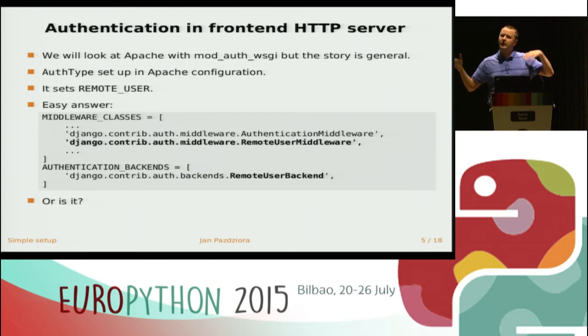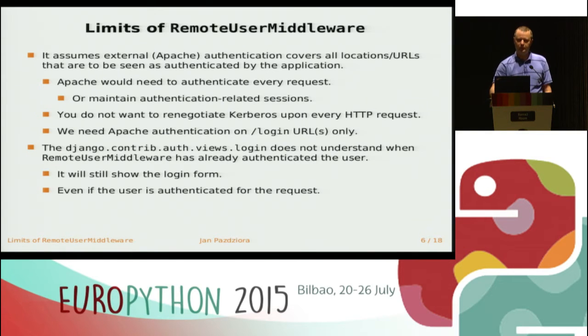I will assume that we have Apache, that Django is running under Apache, and that we want it to consume that typical standard remote user authentication result, right? So how do you do it? Well, since Django 1.1, you have remote user middleware. So that's easy, right? You set it up. Well, there are at least 2 problems.